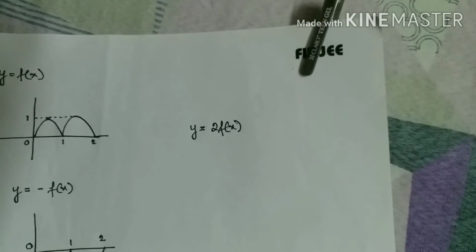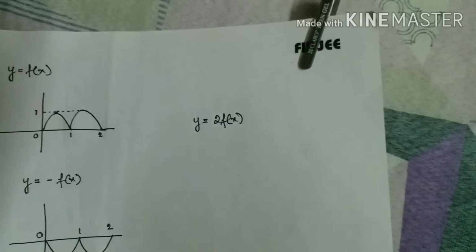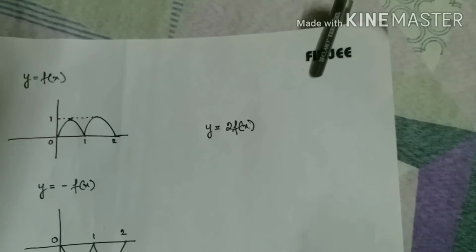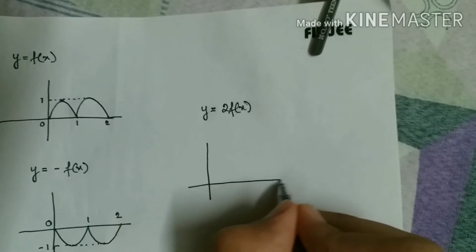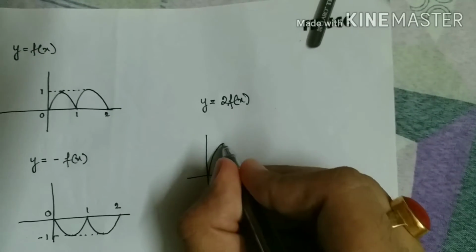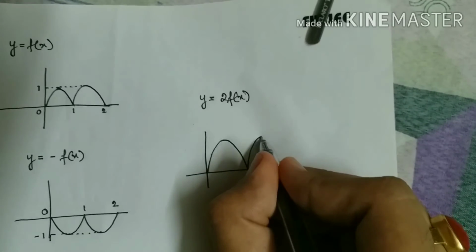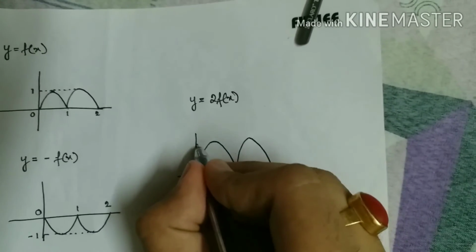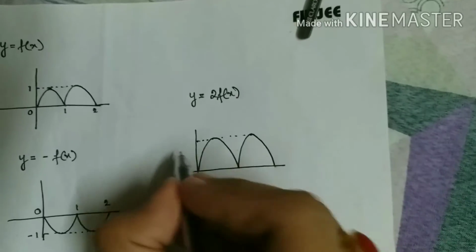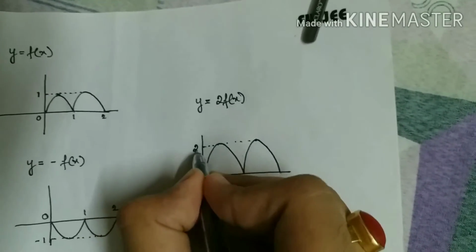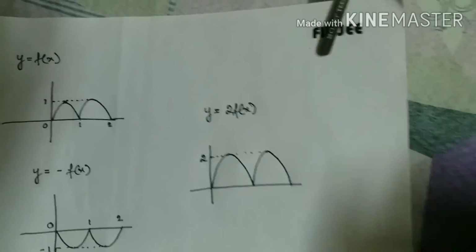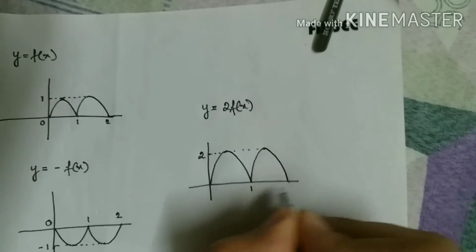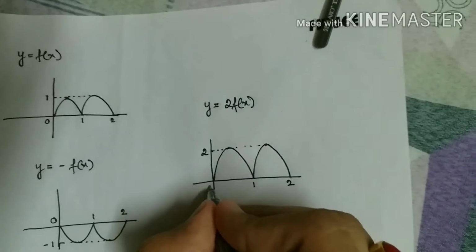Now suppose I ask you the graph of y is equal to 2f(x). Mod a greater than 1. So it will have to stretch along the y-axis by a factor of 2. Draw it. So now this height will become 2. This peak will attain the value 2 since it is being stretched double. This will remain same, nothing along the x-axis.